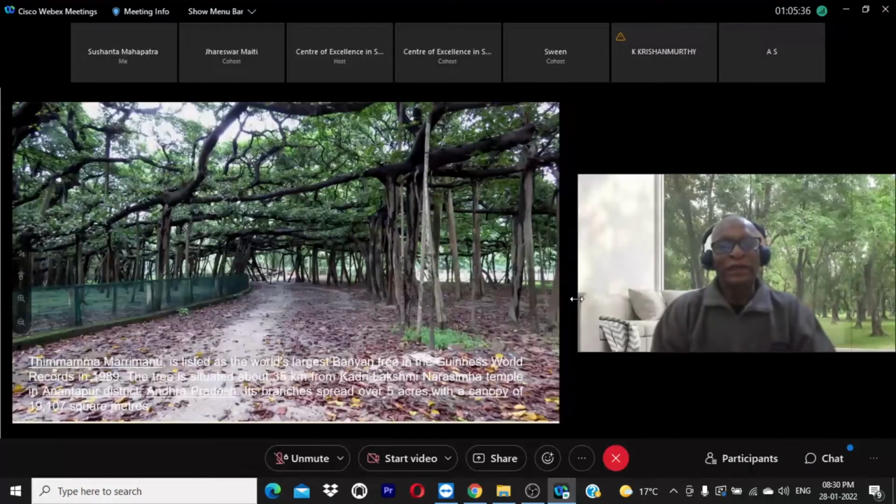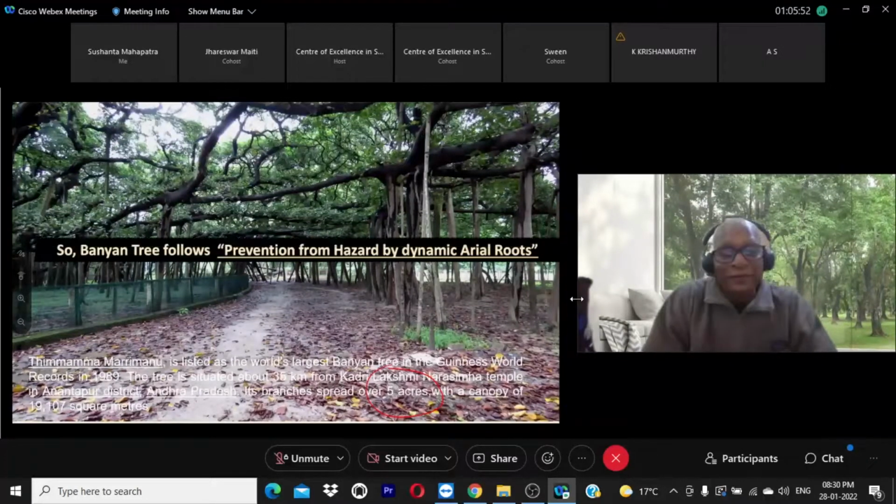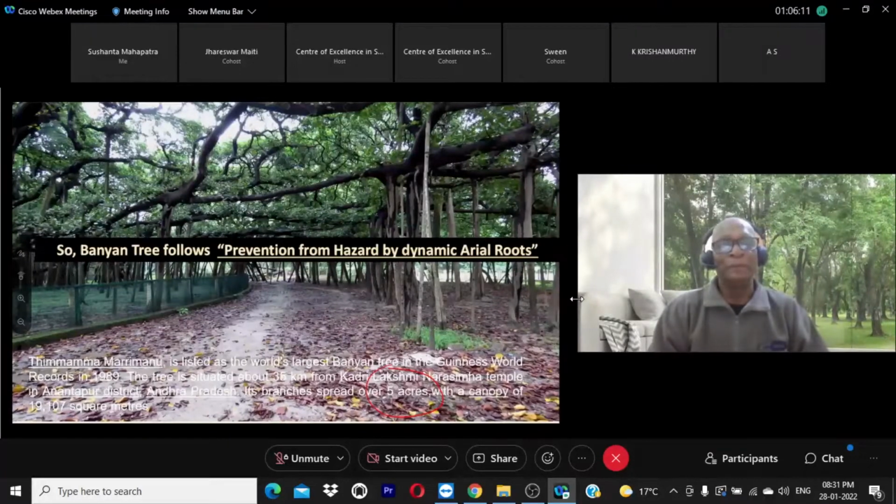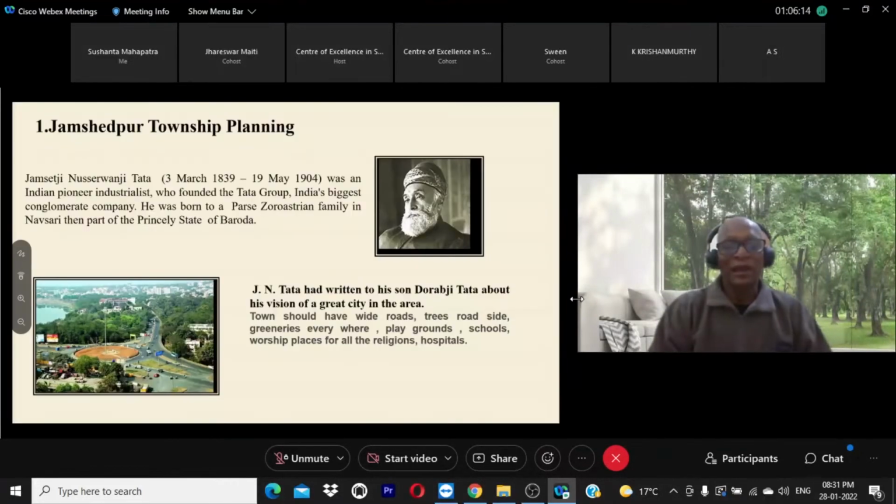If you go to a district in Andhra Pradesh, you will see a banyan tree spread around 5 acres. How is it happening? The banyan tree has a design by itself to prevent hazards by dynamic aerial roots. Dynamically, the tree will create preventions for the hazards which it is going to face. How? It happens.